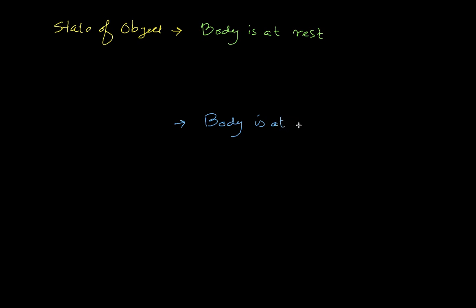Now, another very important thing associated with this topic is the state of an object. The state of an object is of two types. One is that the body is at rest, and the second is that the body is in motion. But one surprising thing is that whether the body is at rest or in motion, they are relative.